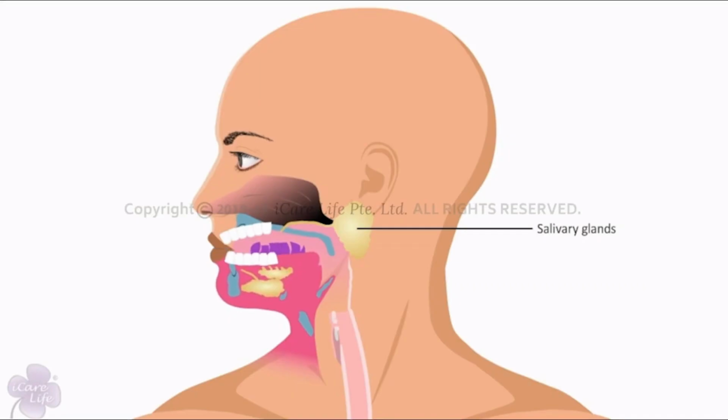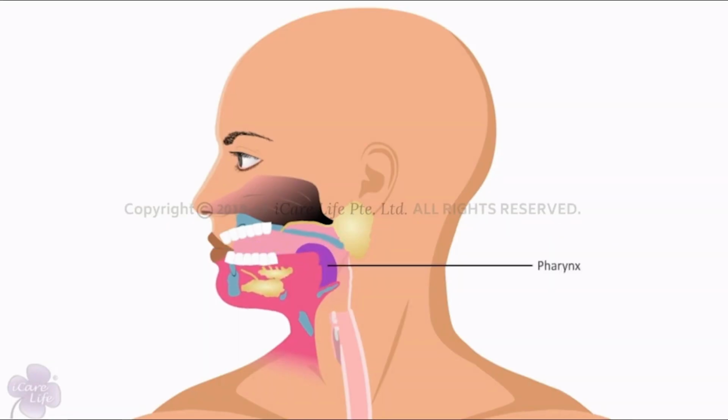The tongue and the movement of the mouth help us to swallow and move the food to the pharynx. The pharynx is connected to the windpipe and the food pipe. A flexible flap of tissue in pharynx called the epiglottis closes the windpipe when we swallow food.